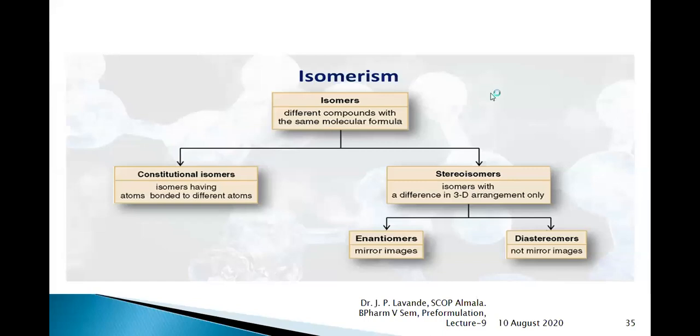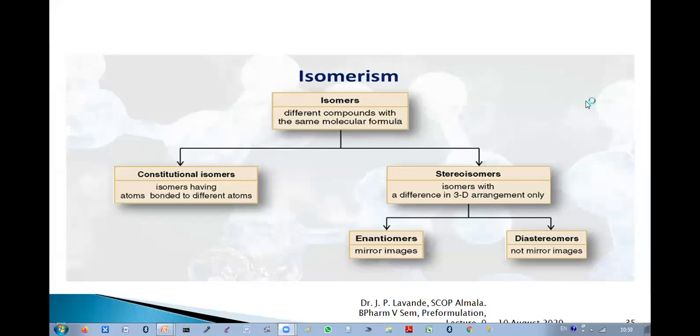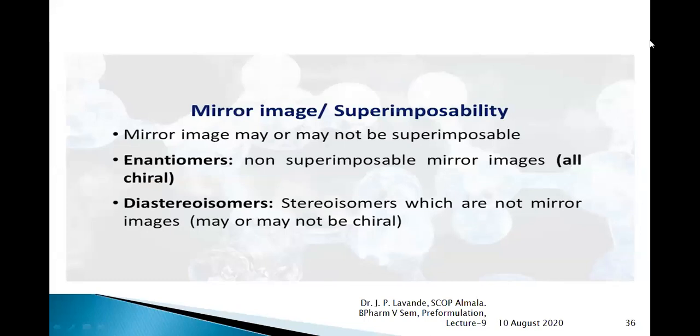So that is the mirror image, and they may have superimposability. The mirror image may or may not be superimposable. The enantiomers possess non-superimposable mirror images, and all the chiral ones are the enantiomers. Whereas diastereomers are the stereoisomers which are not mirror images. They may or may not be chiral.